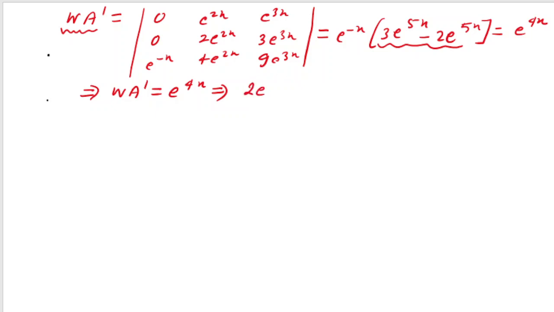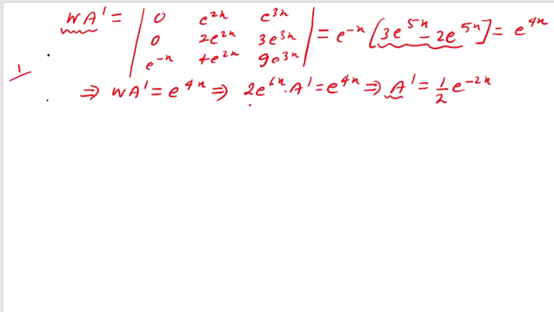So I will write 2 e to the power 6x into A dash is equal to e to the power 4x. So what is A dash? A dash is 1 by 2, and if I divide it by e to the power 4x, I will get e to the power minus 2x. But what is A dash? A dash is the differential coefficient of A with respect to x. I hope you are clear that by dash we mean the differential coefficient.